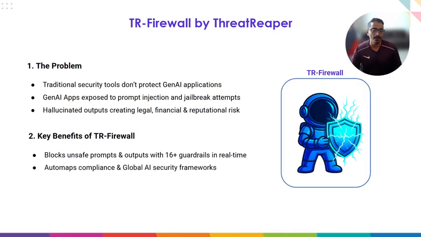Secondly, it is able to automap compliance and global AI security frameworks such as OWASP Top 10 for LLM, MITRE ATLAS, Google SAIF, etc. If you are a company which needs to follow local compliances, such as in the Middle East, if you are based in UAE, you'd be following the PDPL law or a DIFC law or the National Strategy for 2031. All of that comes automapped with one of our other modules, called TR Align, along with the firewall, right? So you don't have to have a separate GRC practice or a separate auditor to check whether you are compliant with AI or not.